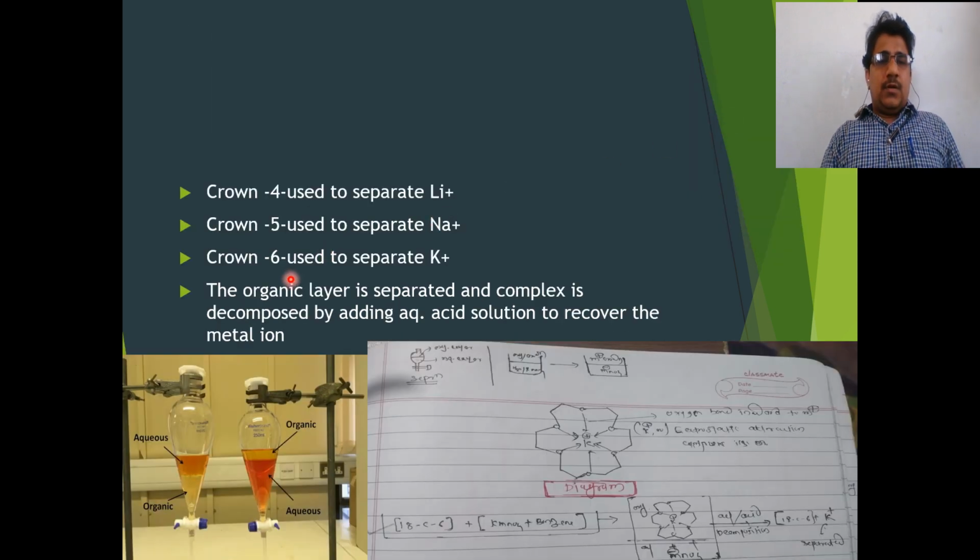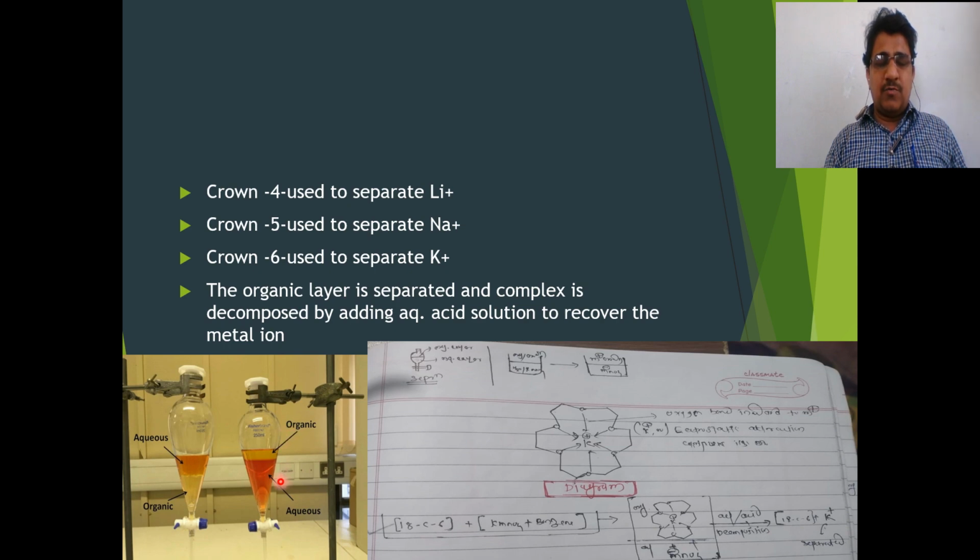Now the organic layer is separated, and the complex is decomposed by adding an aqueous acid solution to recover the metal ion. Whenever there is a solution of a crown ether, there are two types of layer, the aqueous layer and the organic layer. In the organic layer we can use different solvents, that is hexane, benzene or toluene. These are the solvents we can use for the separation purpose.